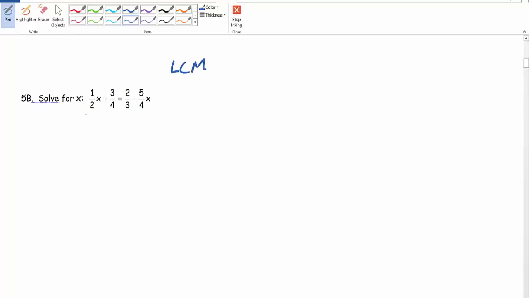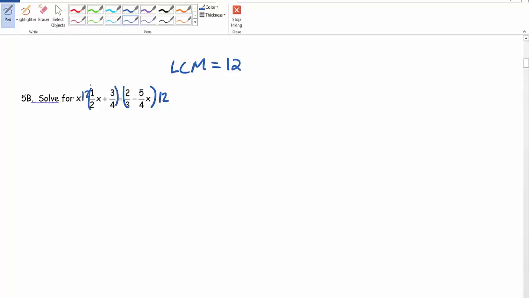And in just looking at our numbers, we notice that we have 2, 4, 3, and 4. We're looking at what is the smallest thing that all of these numbers go into, and it looks like our LCM in this case comes out to be 12, because 2 will evenly go into that, 4 goes evenly into that, 3 goes evenly into that, and 4 also goes evenly into that. So that is what we're going to go ahead and multiply on both sides to clear the fractions.